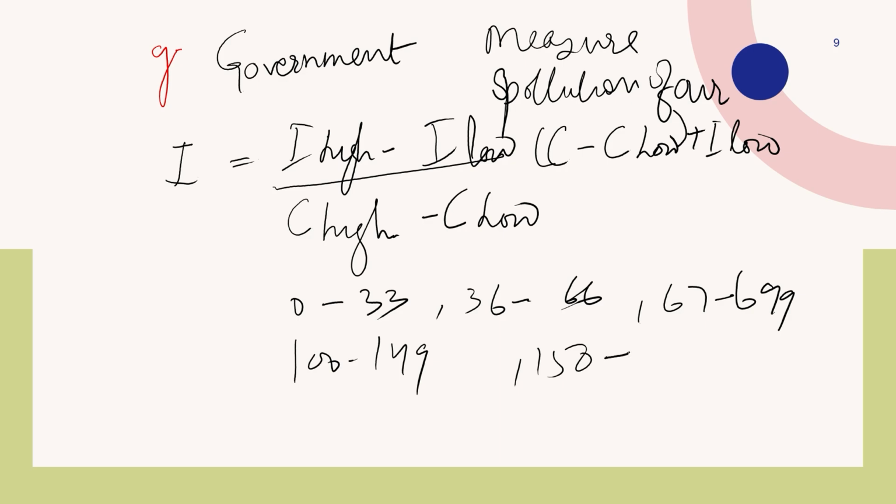When very poor, that is 150 to 200, sensitive groups should avoid strenuous outdoor activities, and everyone should cut back or reschedule strenuous outdoor activities. 200 plus, as seen in the COVID period, is hazardous: sensitive groups should avoid all outdoor physical activities, and everyone should significantly cut back outdoor physical activities.